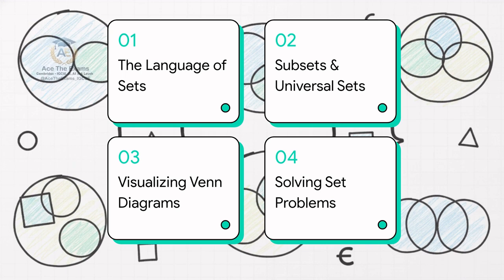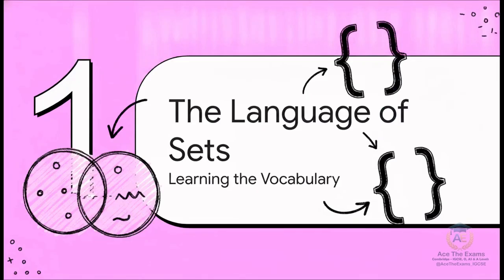Then, we'll move into groups and subsets. Third, we will introduce the visual grammar of Venn diagrams. And finally, we will use our new skills to crack a highly complex algebraic mystery that you might find on your actual exam paper. Along the way, I'll be teaching you a proven system, including how to decode command words and apply a structured framework to guarantee your marks. All right, let's get into Section 1, the language of sets, learning the vocabulary.